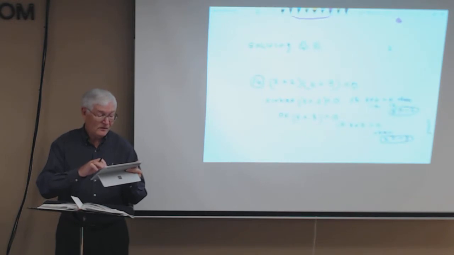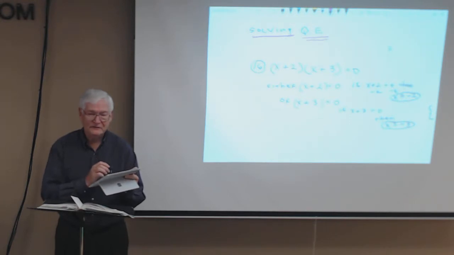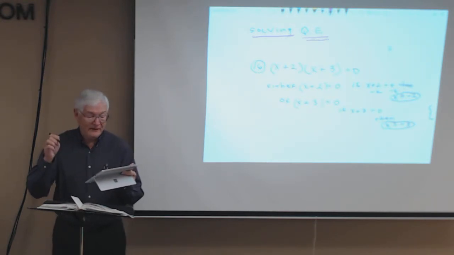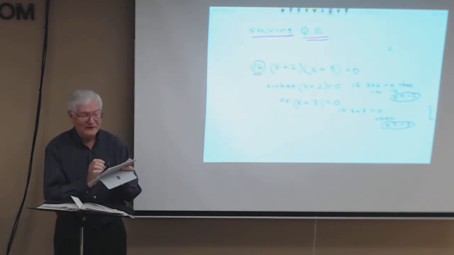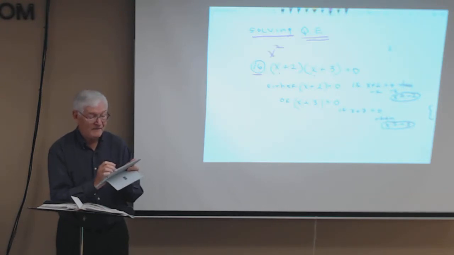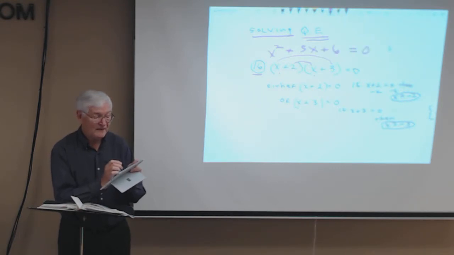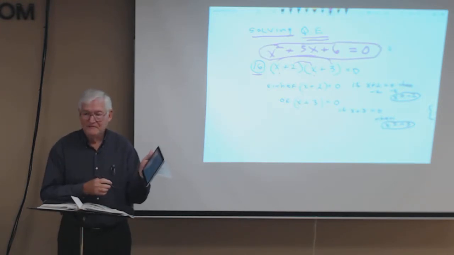Number 16. Solving quadratic equations. Before we were factoring, now we're going to solve them. The thing is, for number 16, they've already factored it. What would this be if you did FOIL? First times the first would be x squared. Okay? Outside, inside would be what? 3x and 2x plus 5x. Last times the last would be plus 6. You understand that this is the equation that they started with? They just already factored it for you on the page.